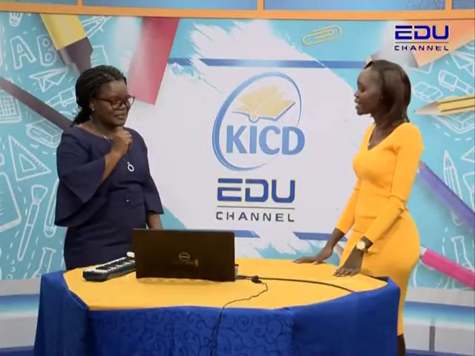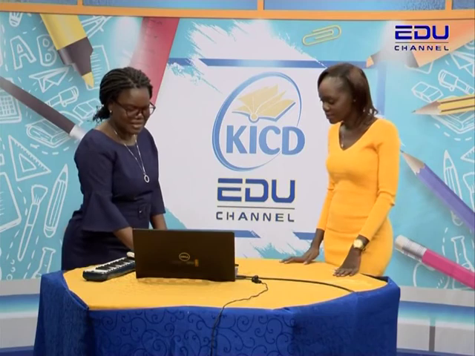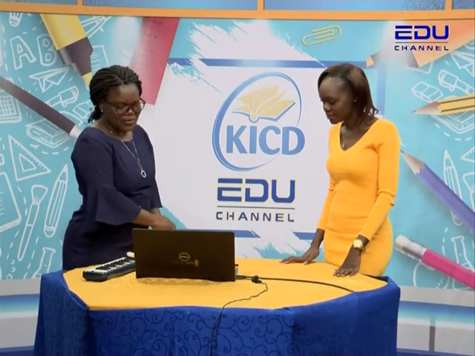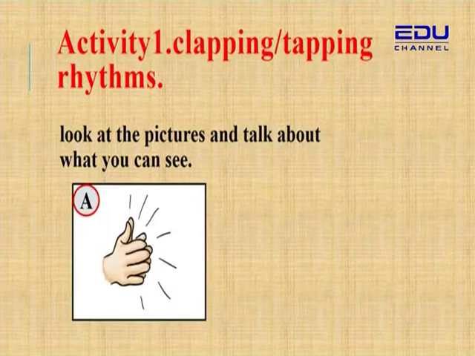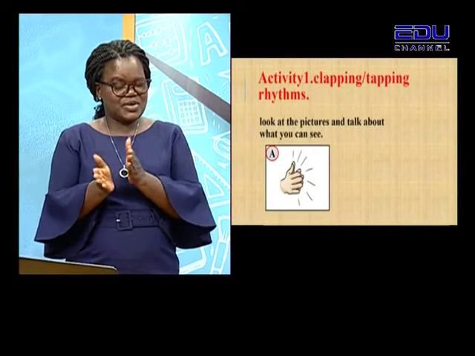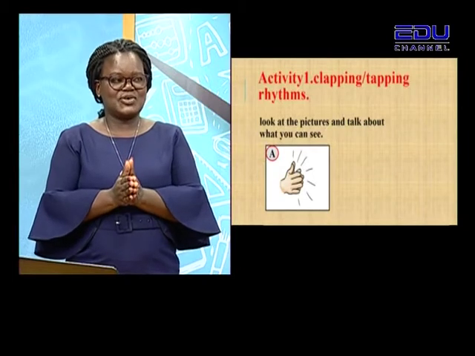Now, before we start clapping and tapping, there's a song that we have to sing. So, look at that picture. What can you see in that picture? I can see hands clapping. Yes. So, that's a hand of a person clapping. Can you guess the type of clapping that is going on in that picture? It's definitely a musical clapping in a musical way.